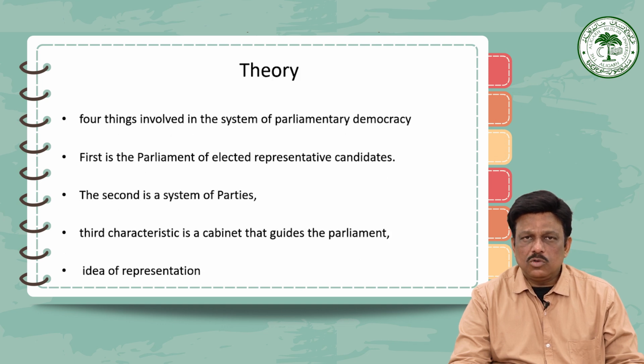Now, if you look at the theory of parliamentary system, we find that there are four things involved in the system of parliamentary democracy. The first is the Parliament of elected representative candidates, and the second is a system of parties, each reflecting some general trend of thought pervading all the society, which will submit to the electorate a number of candidates for its choice and the program of policy for which the candidates stand.